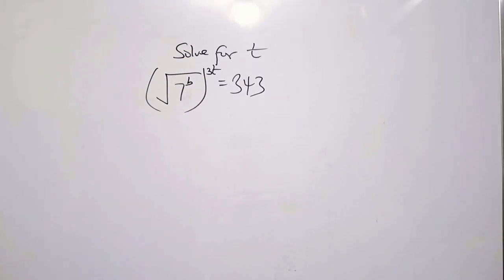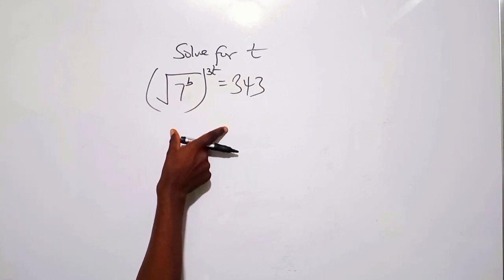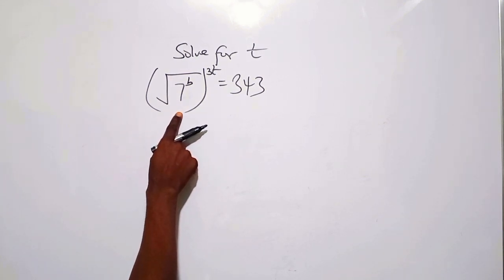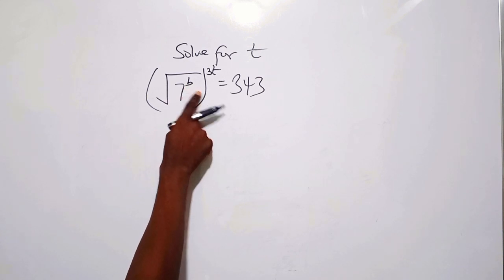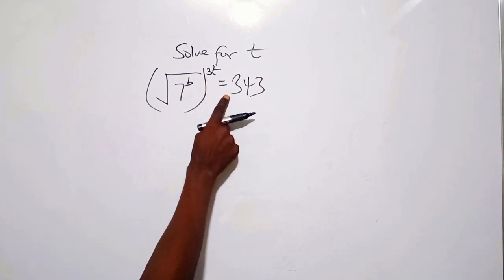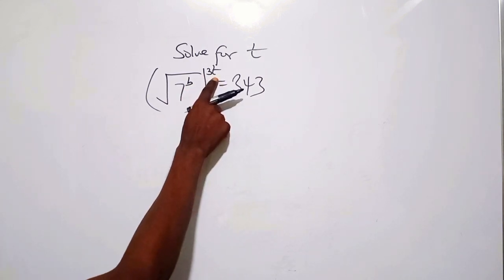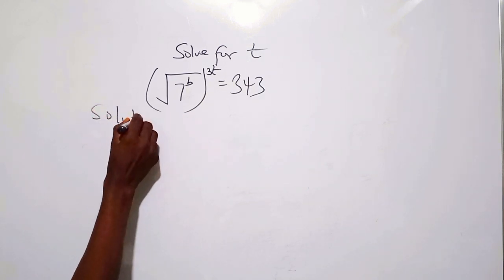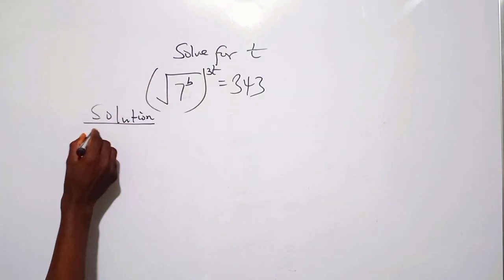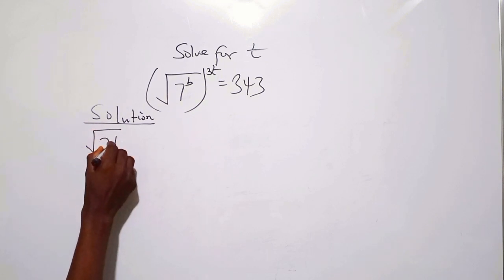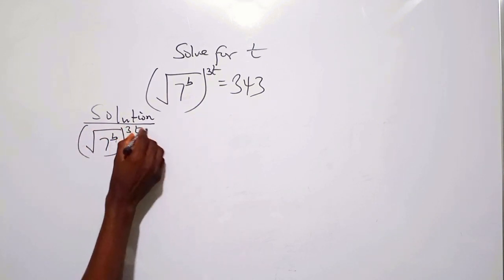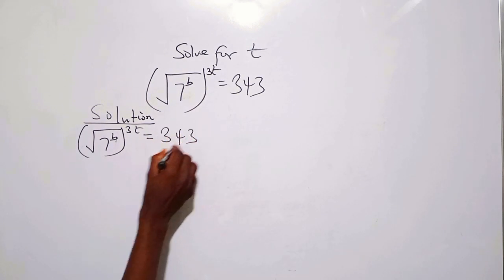The question says solve for t in this equation. So we have the square root of 7 raised to the power b, everything to the power 3t equals 343. What's the value of t in this equation? Solution. So we have the square root of 7 raised to the power b, everything raised to the power 3t equals 343.